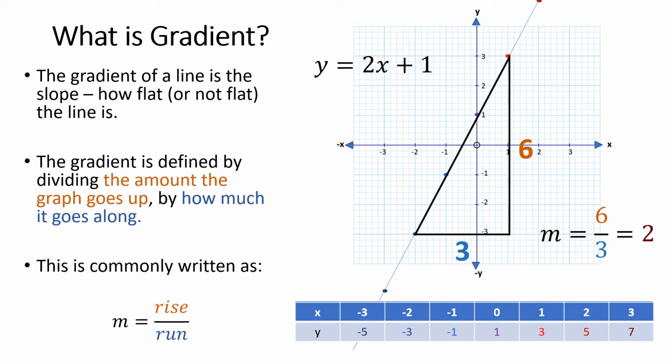We didn't have to choose this triangle. We could choose any triangle that works on this line. The simplest one would be to go along 1 and up 2, and then rise over run would be 2 divided by 1, which is still 2.